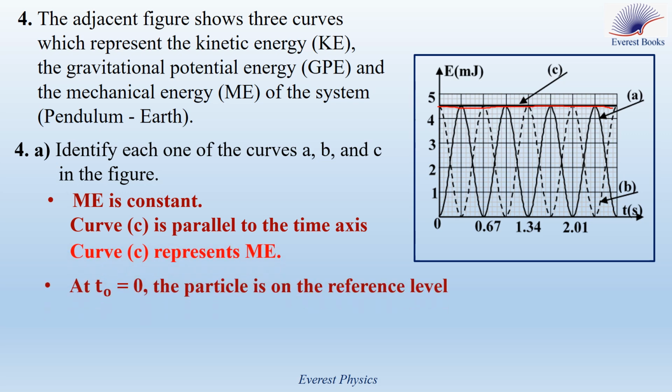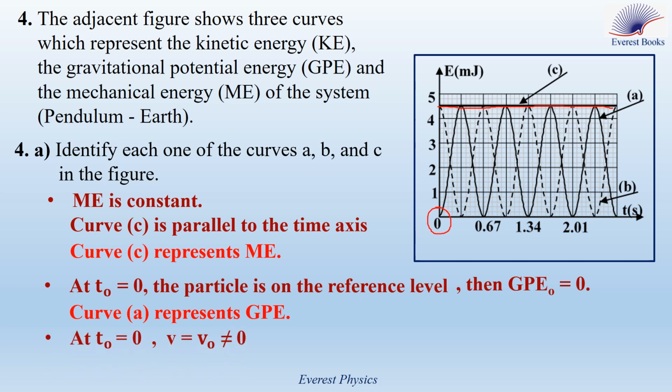At time 0, the particle is on the reference level, so at time 0 the gravitational potential energy is equal to 0. Look at the figure. The energy corresponding to curve A at time 0 is equal to 0, so curve A represents the gravitational potential energy. Also, we know that at time 0 the speed of the particle is not equal to 0, so the kinetic energy at time 0 is not equal to 0. Look at the figure again. The energy corresponding to curve B is not equal to 0 at time 0, so curve B represents the kinetic energy.